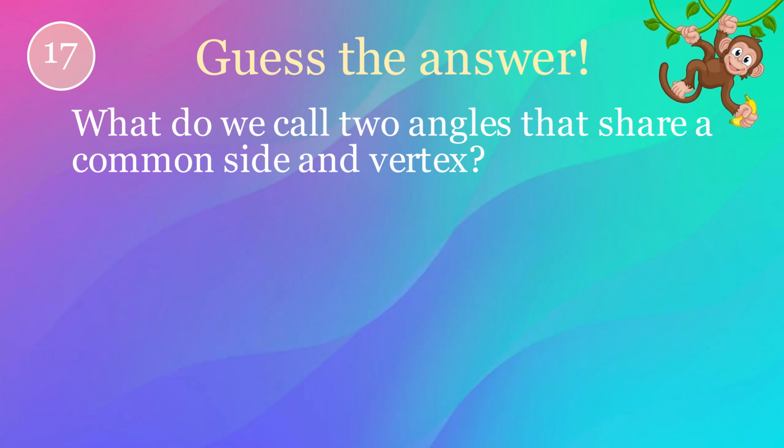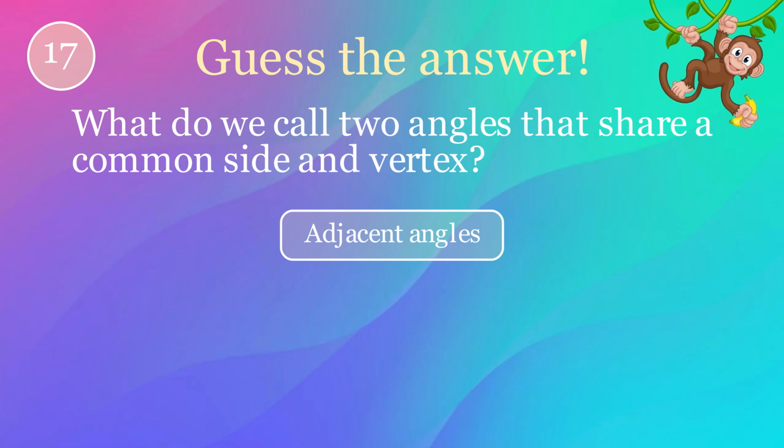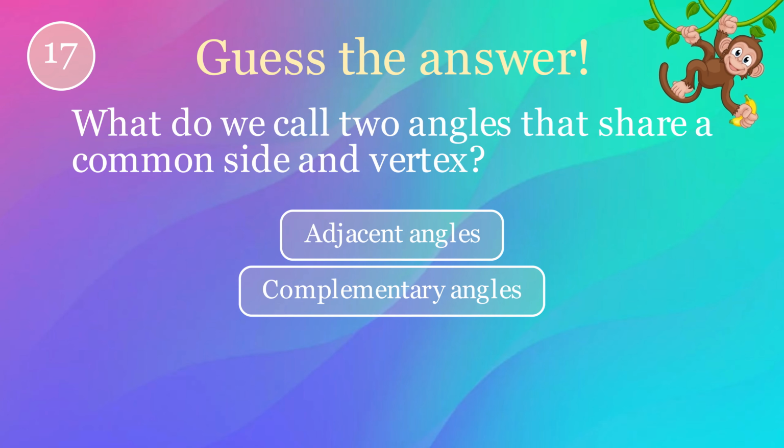What do we call two angles that share a common side and vertex? Adjacent angles, complementary angles, reflex angles.